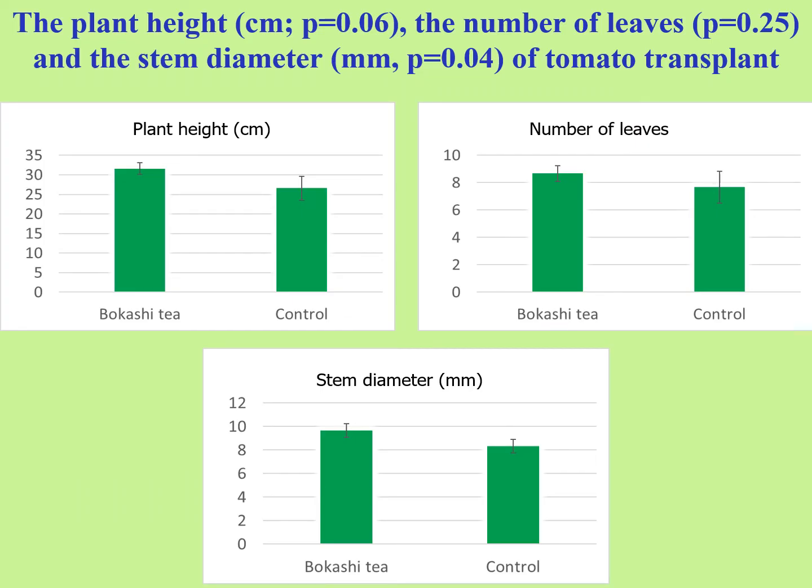What are the results? The plant height, the number of leaves, and the stem diameter of tomato transplants can be seen here. The plant height was higher in bokashi tea treatment than in control. The number of leaves was not statistically different, and the stem diameter was higher in bokashi tea treatment than in control treatment.